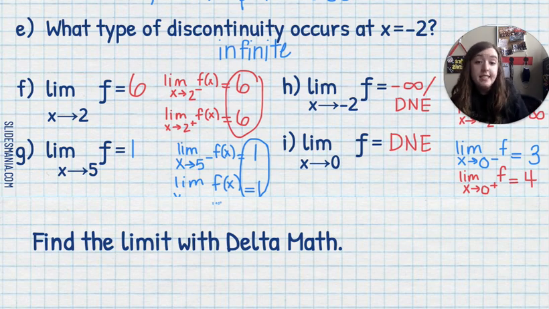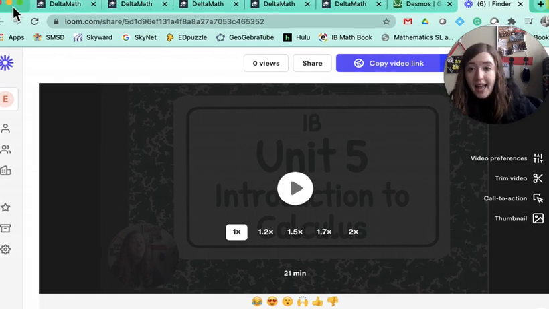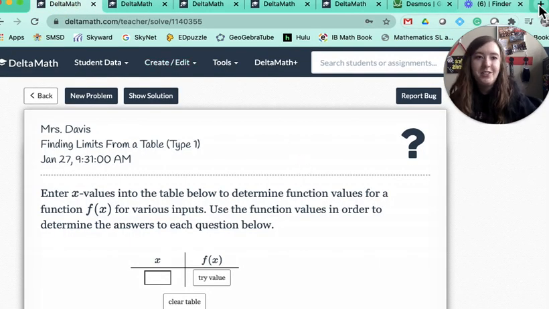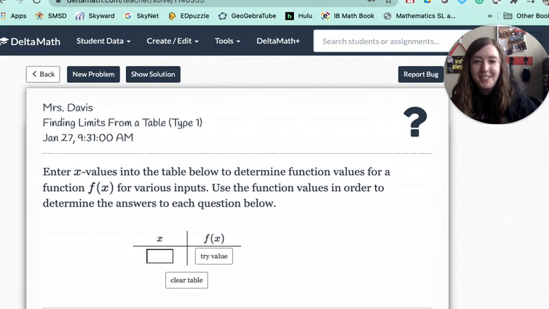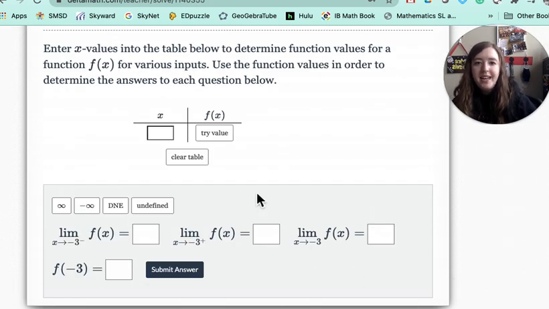So your practice today is going to be on Delta Math. I went ahead and we're going to try some of these so that way you know what you're in for. We want to enter x values into the table to determine the function values and then use it to answer the questions below. So we want to look at the limit as x approaches -3 from the left. So values that are to the left of -3.